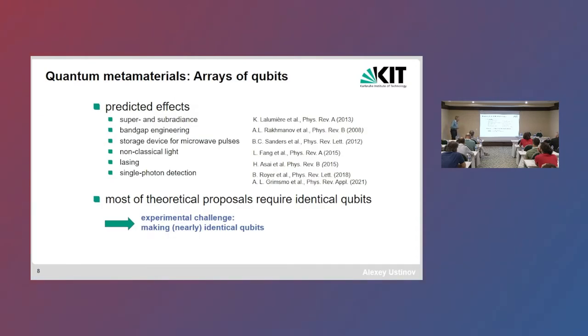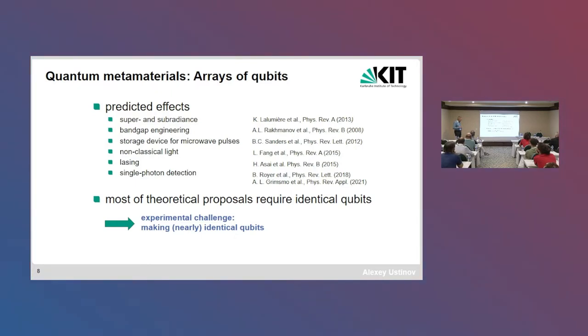So the arrays of qubits seen as quantum metamaterials have been mainly proposed in theory so far, and the predictions of super and subradiance. One has also thought about bandgap engineering. There is a systematic work ongoing in the group of Oscar Painter at Caltech. And one can also use this for a variety of other effects such as generating non-classical light. One can entangle photons propagating in the transmission line by coupling them to qubits.